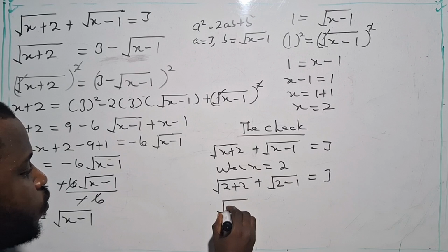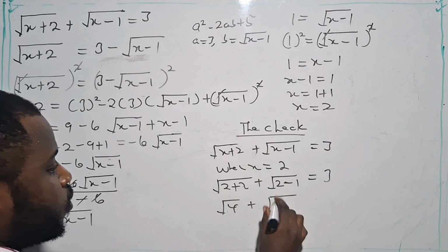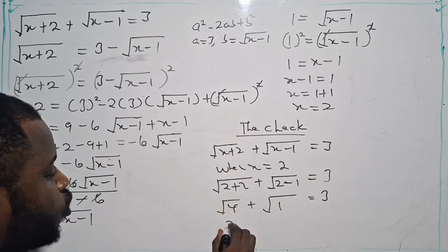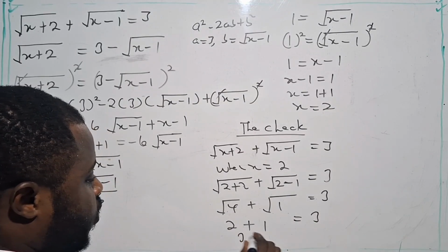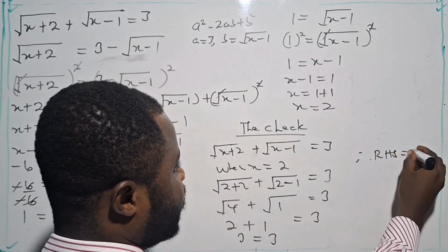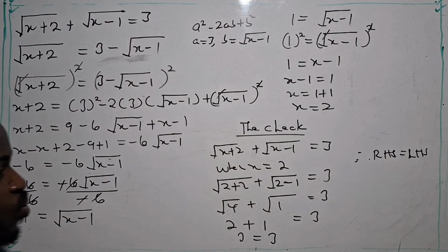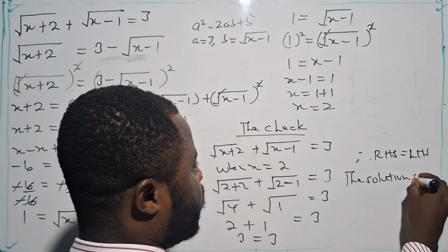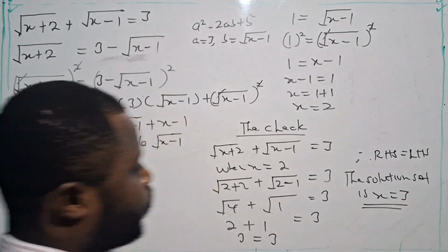So square root of 2 plus 2 is 4 plus 2 minus 1 is 1. They say it should be equal to 3. Square root of 4 is 2. Square root of 1 is 1. Is equal to 3. So 3 is equal to 3. Yes, and it's true. Our right hand side is equal to our left hand side. So it is true. So the solution set is x is equal to 2.